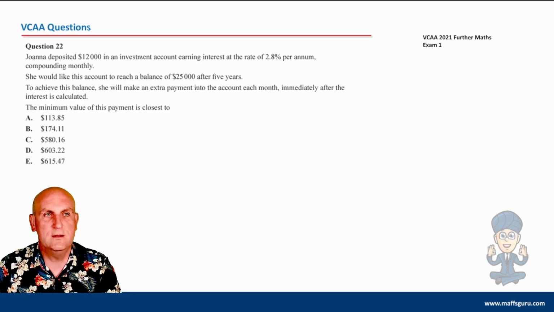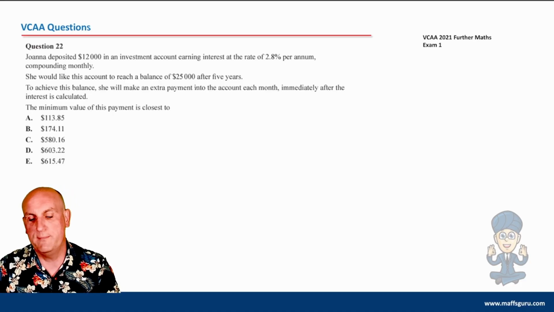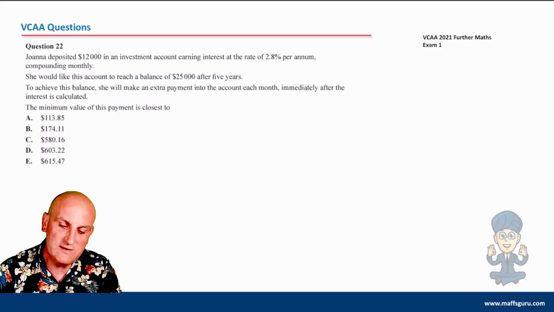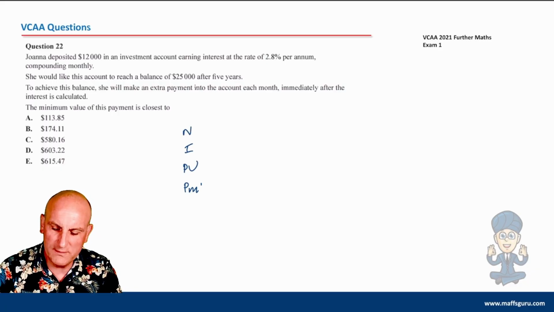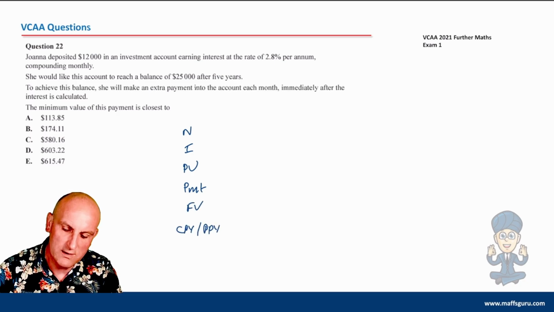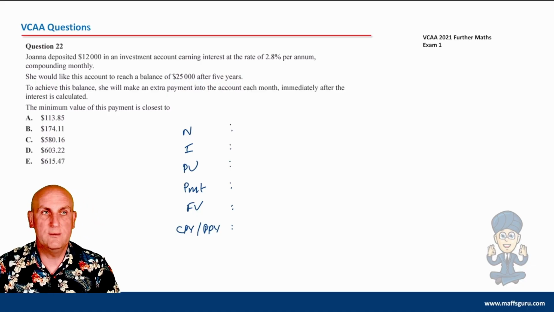Johanna deposited 12,000 in an investment account earning an interest of 2.8% per annum, compounding monthly. Oh, here we go again. And what you tend to find over a while is the questions become pretty formulaic. I can't see how they can confuse you outside of interest-only loans and perpetuities, which we'll come back to a little bit later on.